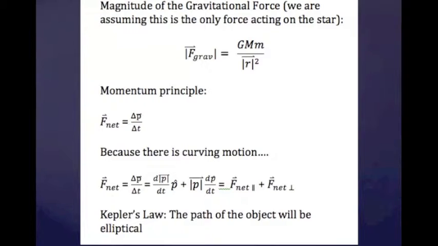There are several concepts incorporated into this lab, including the gravitational force, and we used the magnitude here to determine the mass of the black hole. The momentum principle was also used because the star has a change in momentum over a certain amount of time, and that is equivalent to the net force that is acting upon the star. Because there's curving motion, we know that there's a perpendicular and a parallel component to the net force, so we can calculate that separately, and also Kepler's law states that the path of the object will be elliptical.